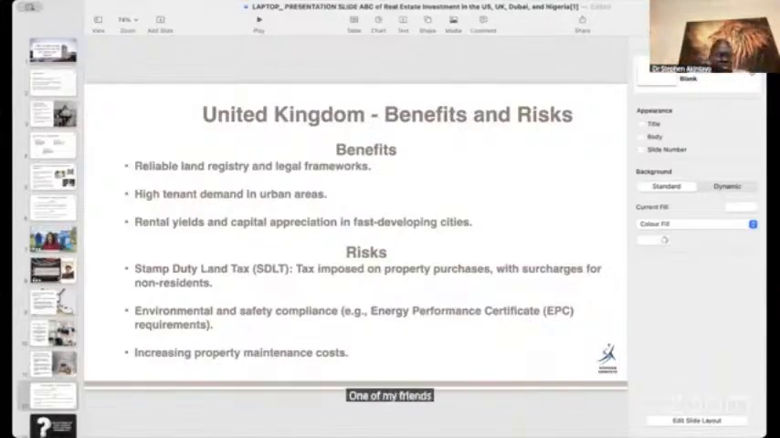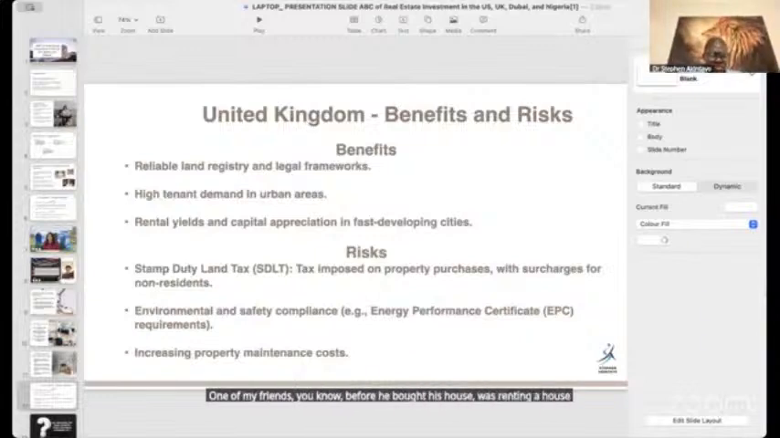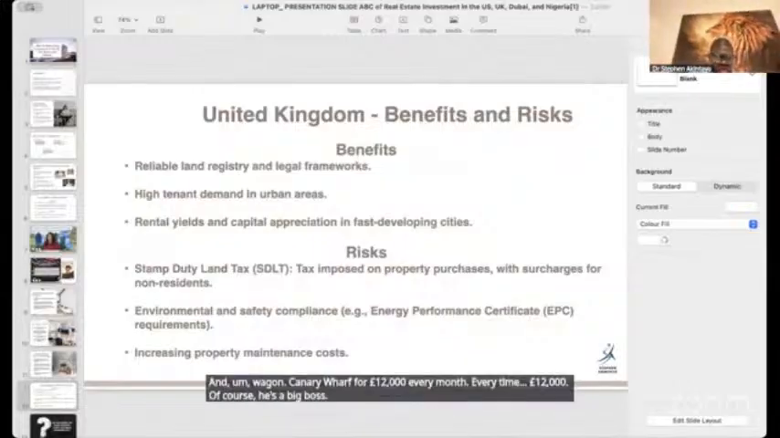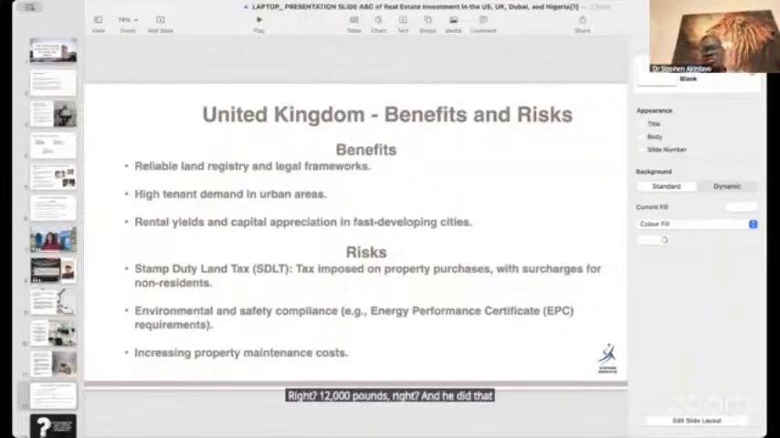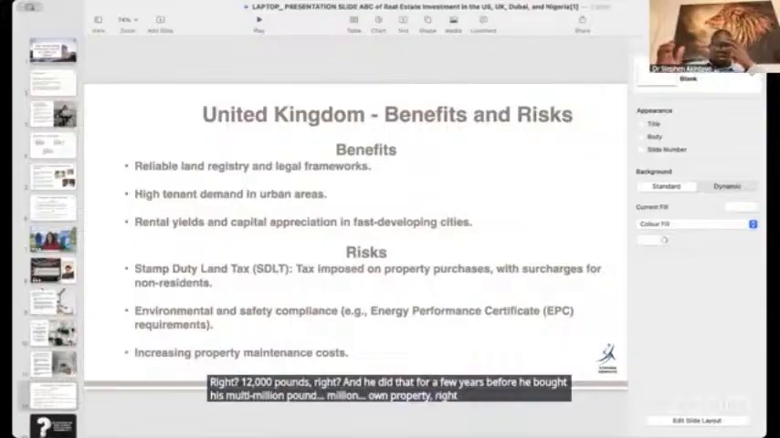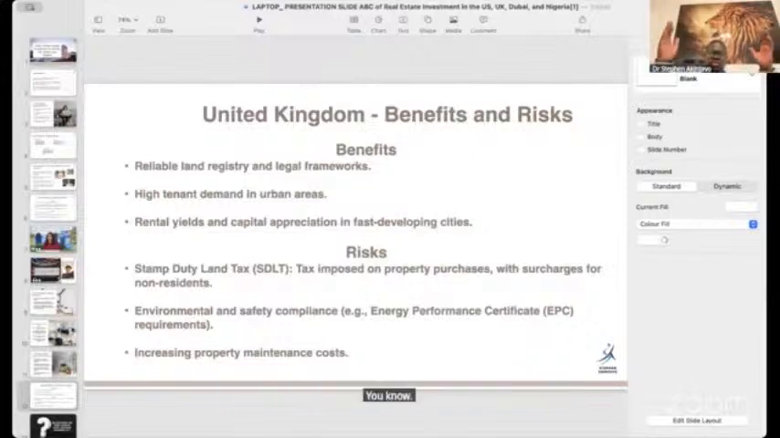One of my friends, before he bought his house, was renting a house in London, in Canary Wharf, for £12,000 every month. Of course, he's a big boy. He did that for a few years before he bought his million pound property. But when I looked at the house, £12,000 was a lot. Yeah, good house, but £12,000 was a lot. I would get such a house much cheaper if I were in the US. So there's huge rental income, particularly in London, that you'll be able to make when you have a property there and you're renting it out.